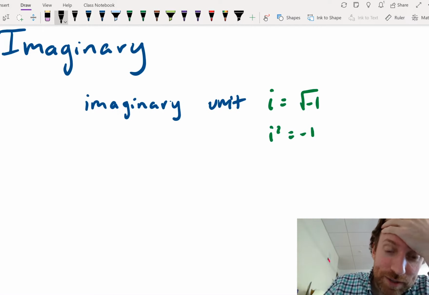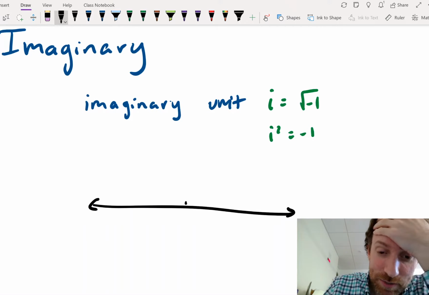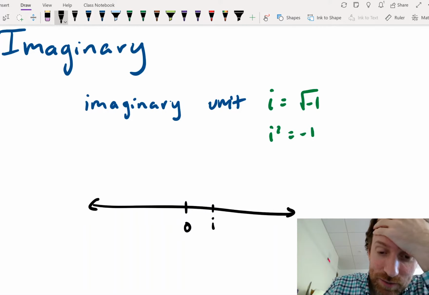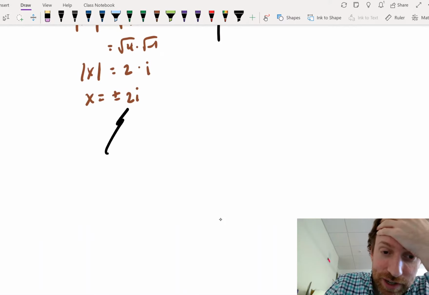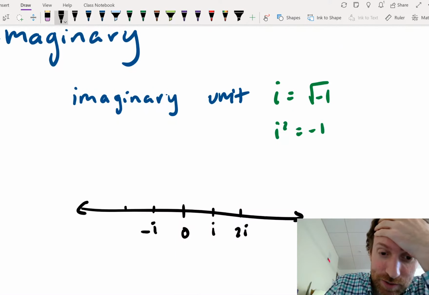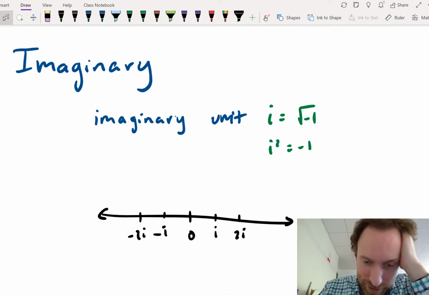But what you want to do is think of an imaginary number line where here there's a 0, and here you have i instead of 1. You have 1i, and you have minus i over here. Our number from this equation, 2i, is on this number line. It's right here, 2i, and so is minus 2i. So those two numbers are the solutions to our equation.